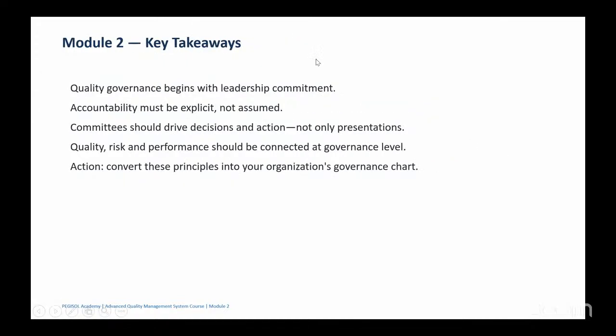Now, let's look at some key takeaways. Quality governance begins with leadership commitment. Accountability must be explicit and not assumed. Committees should drive decisions and action, not only presentation.